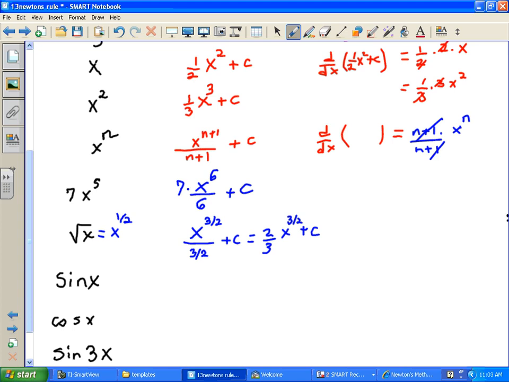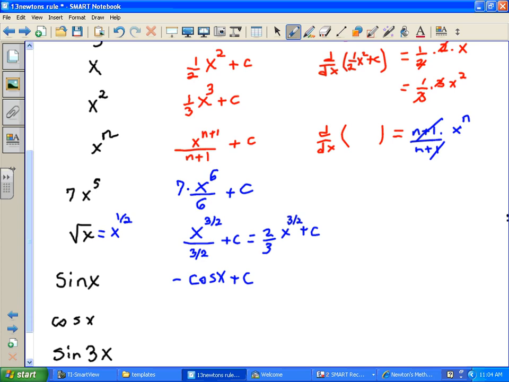Sin x. Give me a function whose derivative is sin x. Somebody said cosine x, but if I just write cosine x there, its derivative is negative sin x, right? But if I put negative cosine x, that'll work. So I want to remind you, what was the derivative of the sine function? Cosine x. But the antiderivative of the sine function is negative cosine x.